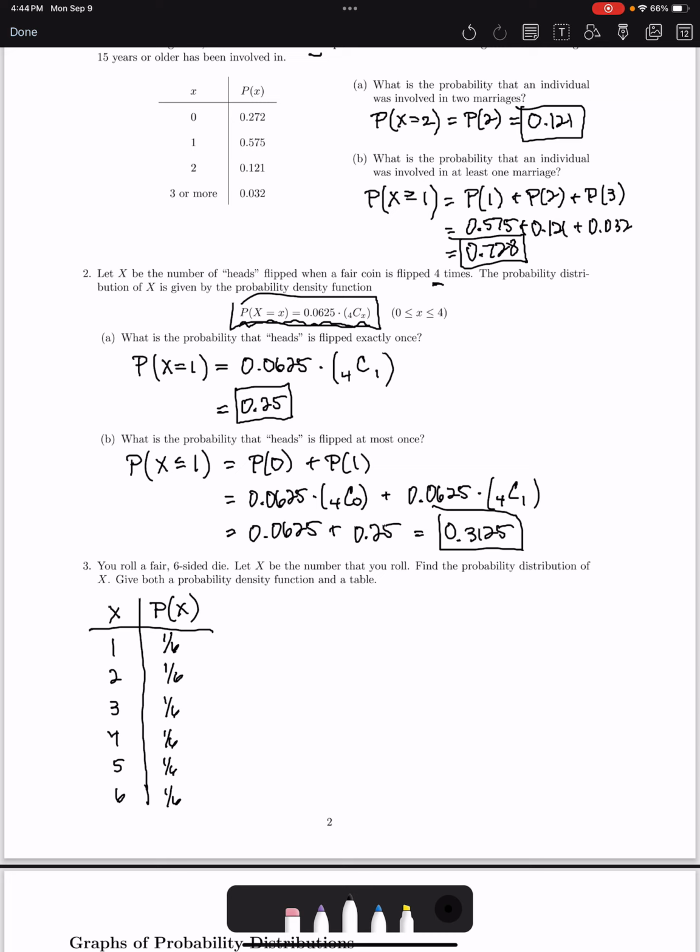To give a PDF of this, we might say something like probability of x is equal to 1/6, right? It doesn't matter what x is. Well, actually it does. Let me amend that a little bit. Probability of x equals 1/6, assuming that x is between 1 and 6. Okay, so this is what the true probability density function would be. Okay, so that's that one.